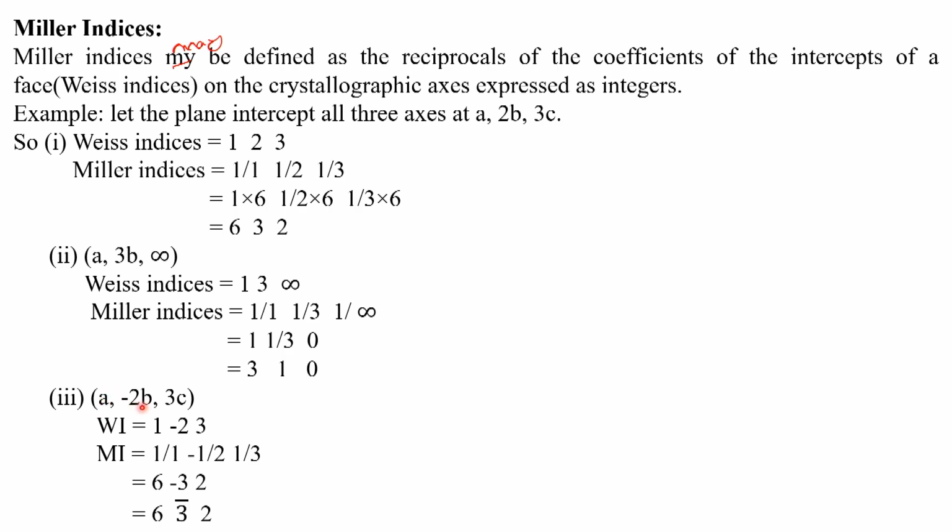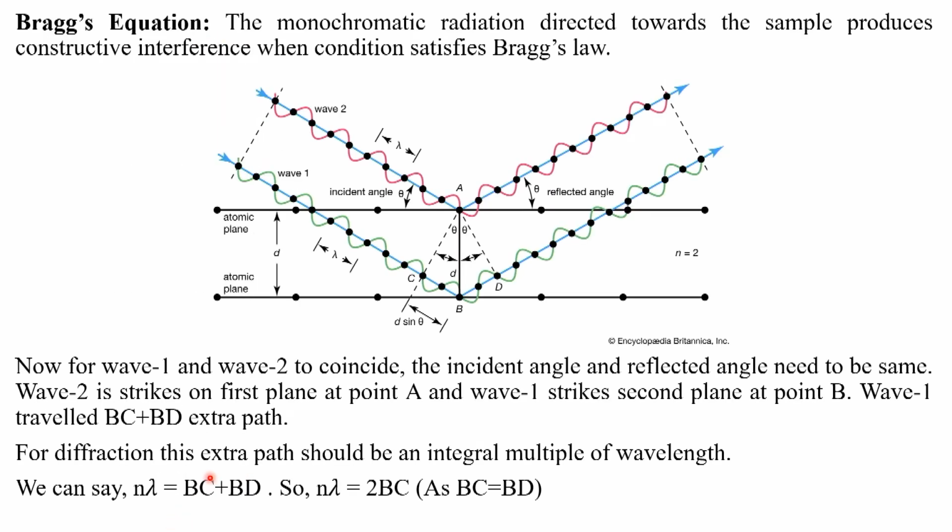if we consider a, minus 2b and 3c, the Weiss indices will be 1, minus 2 and 3. So the Miller indices will be the reciprocal of the Weiss indices, so it will be 1 by 1, minus 1 by 2 and 1 by 3. So we get 6 is to 3 is to 2, so we get 6, 3 bar and 2. So minus 3 we write 3 bar. Next we discuss Bragg's equation.